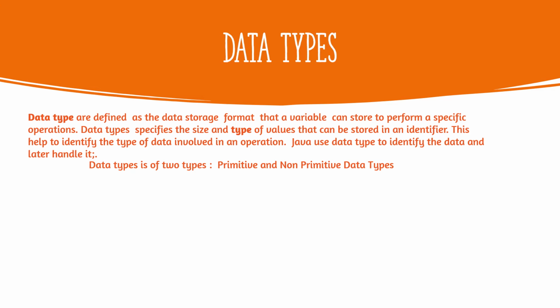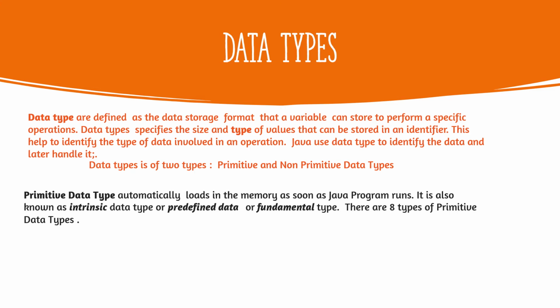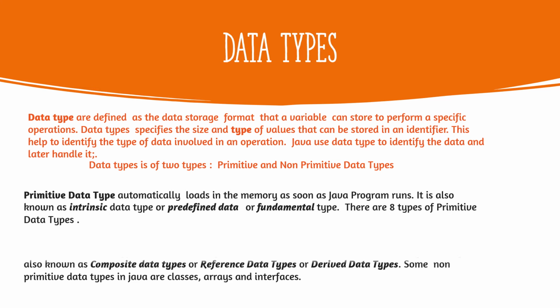We have two types of data types, primitive and non-primitive. Definition we can see first. Primitive data types are loaded automatically in the memory. As soon as you start the Java program, the primitive data types will automatically load in the memory. They are also known as intrinsic data types, predefined data types or fundamental data types, so any of these names can be used. And there are 8 types of primitive data types. This we will be seeing on the next page.